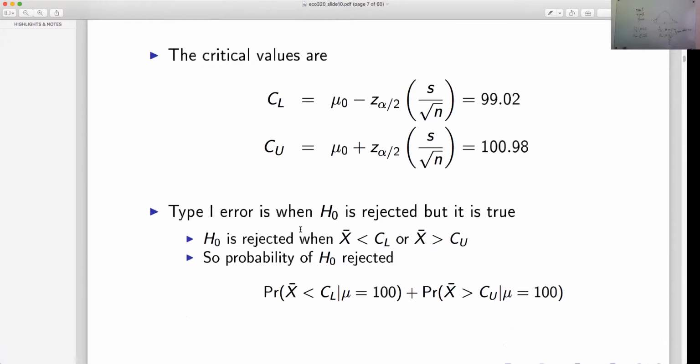So type 1 error is when the null is rejected, but it is true. We shouldn't reject, but we reject.